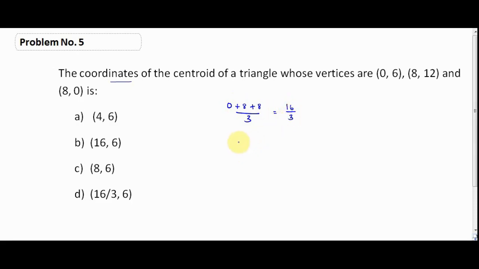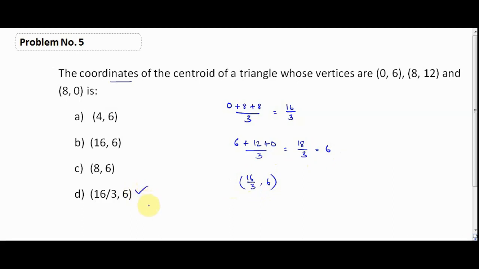Now let's see what the y coordinate value is. The y coordinate value will be 6 plus 12 plus 0 divided by 3, which is 6 plus 12, that is 18, divided by 3. So we will get the value as 6. So the coordinates of the centroid will be (16/3, 6), and that is given by option D here.